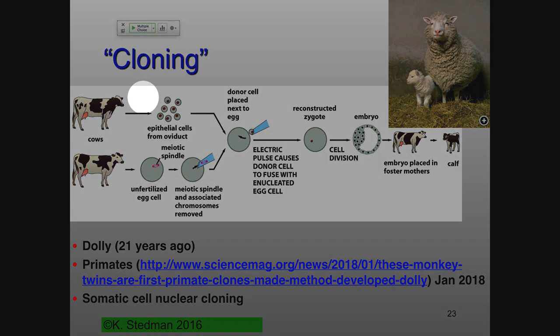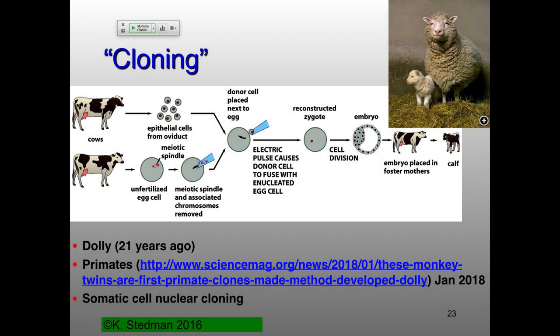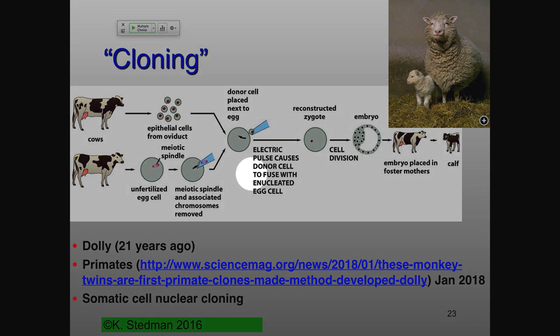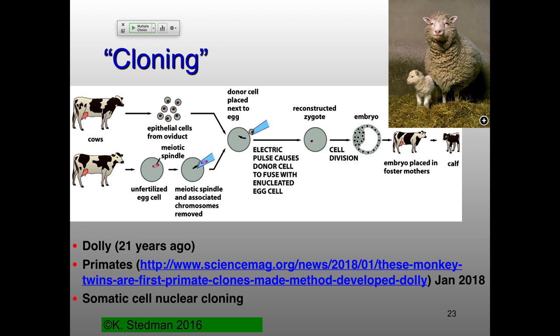And here, what's done, and this is just shown for cows, but it's exactly what was done with Dolly and Polly 21 years ago. So if Dolly was still alive, she'd be a very old sheep, but would be legal. So it's been 21 years since this first somatic cell nuclear cloning was done. Take epithelial cells, and we'll see, it turns out epithelial cells are really pretty important. One of the neat things about epithelial cells is that these are cells that are continually growing because epithelium is always being sloughed.